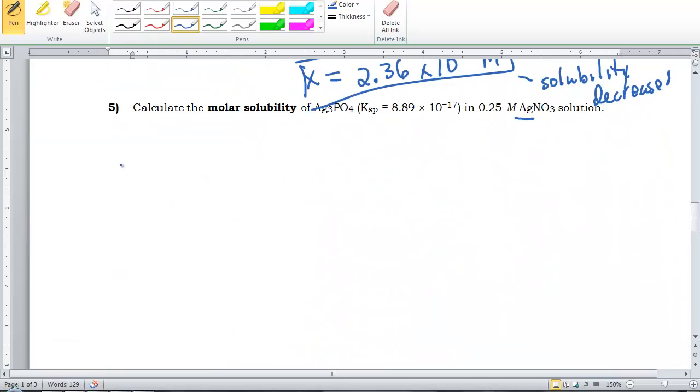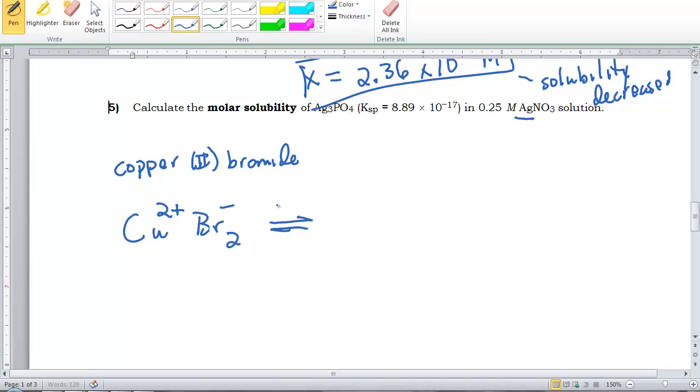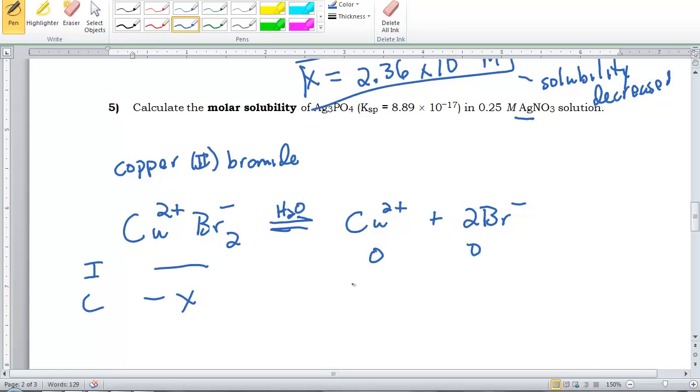And instead of copper(I) bromide, let's do copper(II) bromide. Copper(II) means copper is +2, bromide is -1, so we're going to need 2 bromides. So when this dissolves in water, we're going to get Cu2+ and 2 Br- in solution. So when we set up our ice table, X is still the amount of that salt that dissolves. Cu2+ is going to be +X because it's a coefficient of 1, but bromide is going to be 2X.